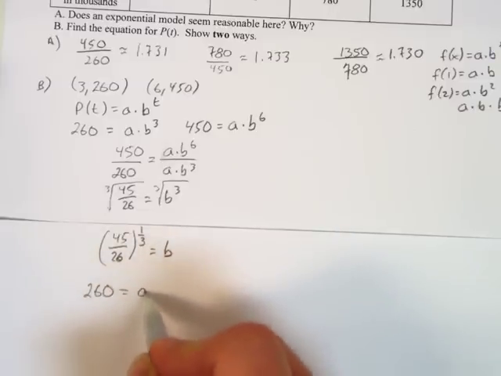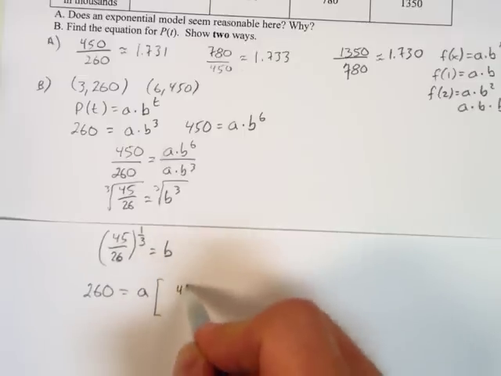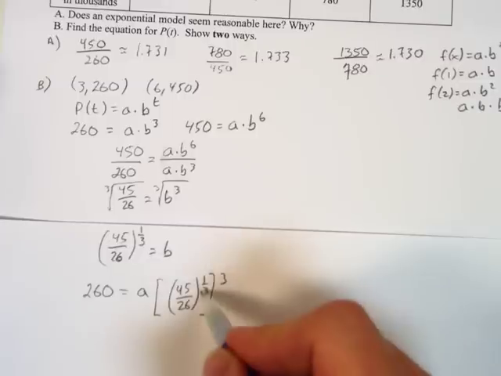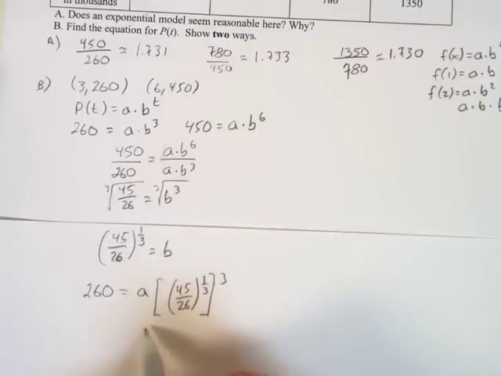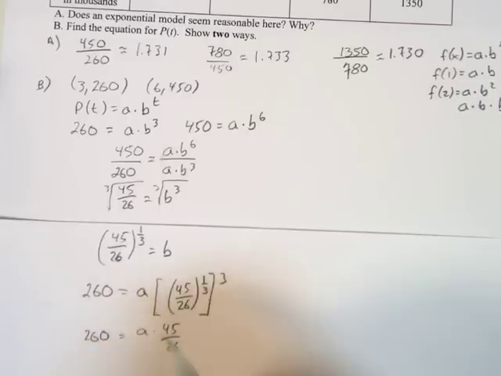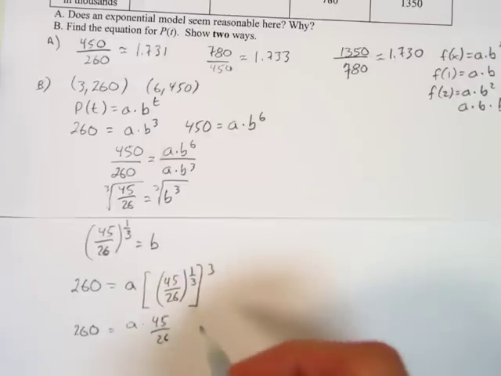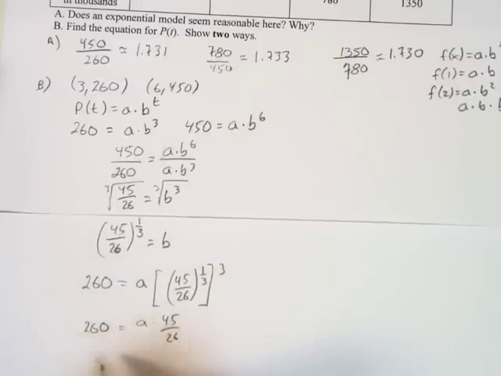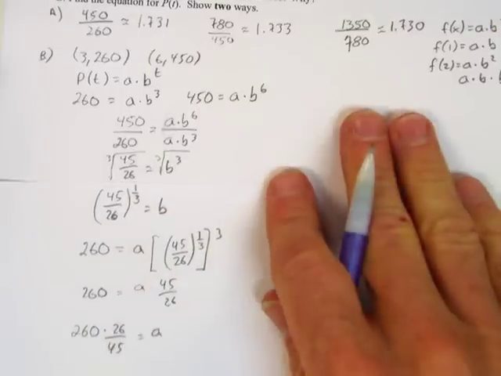We have 260 equals a times b over 26, to the 1/3, being raised to the 3rd power. So the 1/3 times the 3 gives us 1. So this is a times 45 over 26 equals 260. And then we're going to multiply both sides by the reciprocal. So we'll get 260 times 26 over 45 equals a.